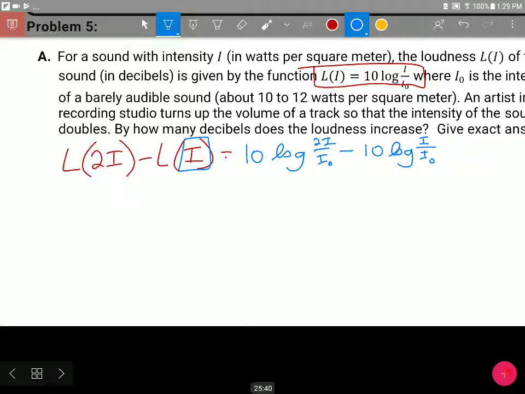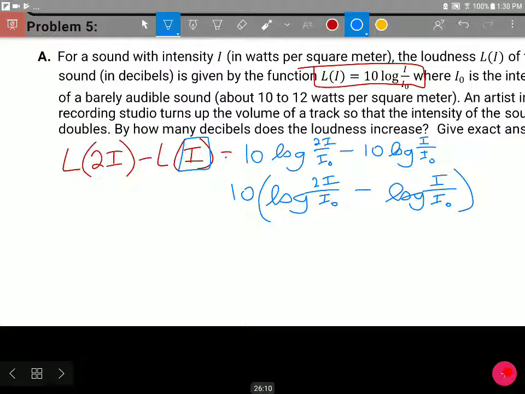Okay. So these are your two functions. We basically took the first one, plugged in a 2I. Took the second one, plugged in an I. Cool. And then we're going to simplify. So I'll start off. I'm going to break off that 10 and just deal with the logs. Cool. Just get rid of the 10. Move it out. I just divided it off and stuck it out front.